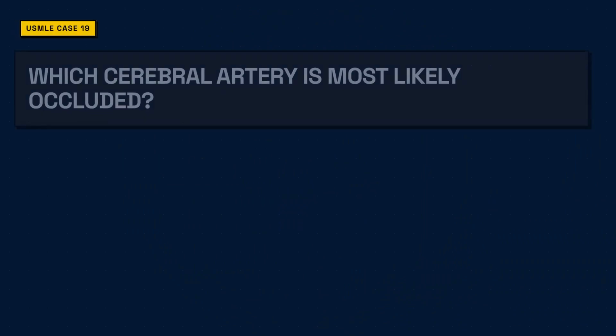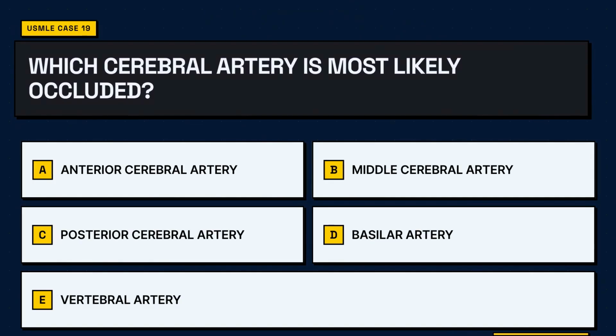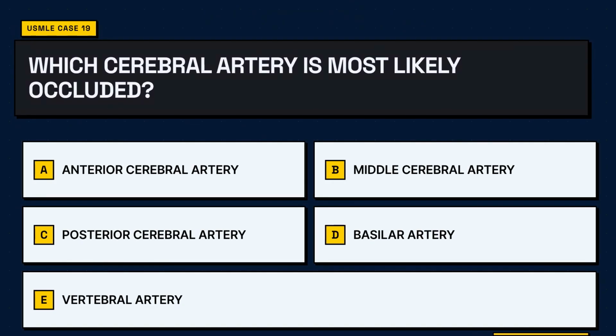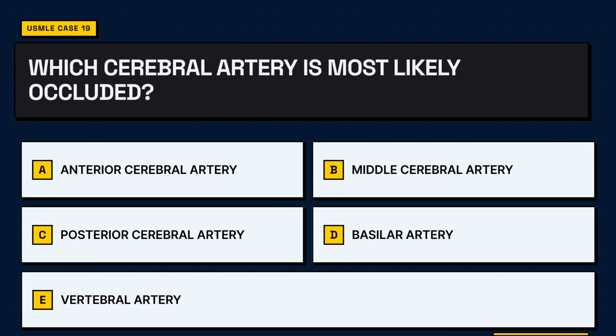A. Anterior cerebral artery. B. Middle cerebral artery. C. Posterior cerebral artery. D. Basilar artery. Or E. Vertebral artery. Pause and select. The correct answer is B. Middle cerebral artery. The combination of right-sided weakness, sparing the leg, and Broca's aphasia localizes the lesion to the left MCA distribution. Remember, global aphasia involves the entire MCA territory.